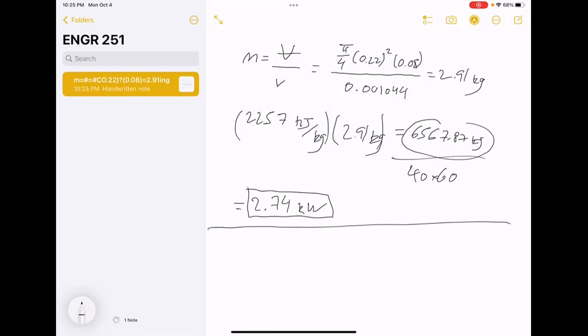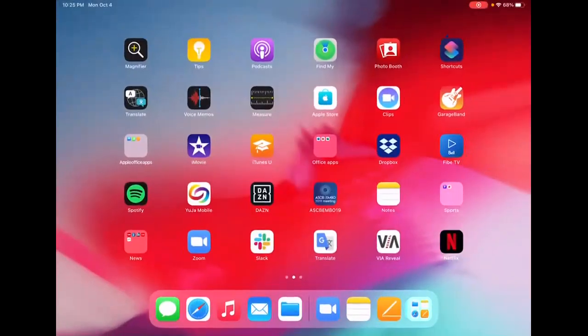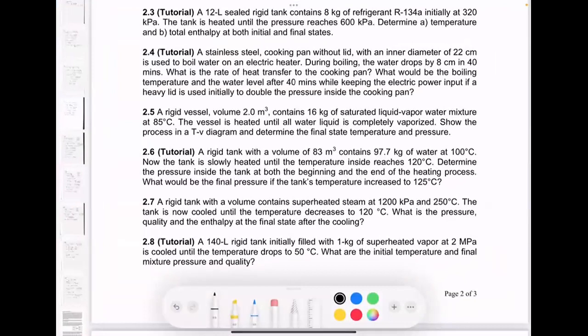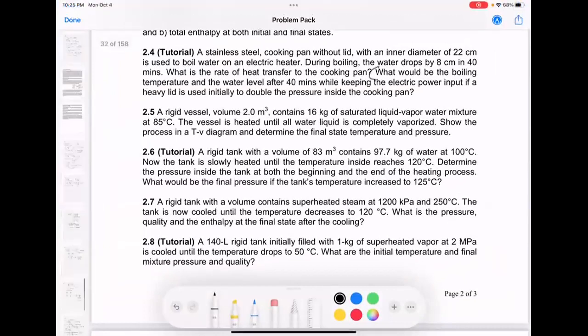Now, lucky for us, there's part B. Let's go have a look at part B. And it is, starting from this part, what would be the boiling temperature and the water level after 40 minutes while keeping the electric power input if a heavy lid is used initially to double the pressure inside the cooking pan? Okay, it's a long sentence, so let's unpack that a bit.